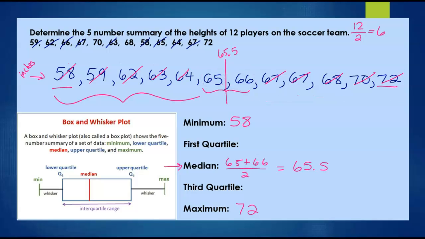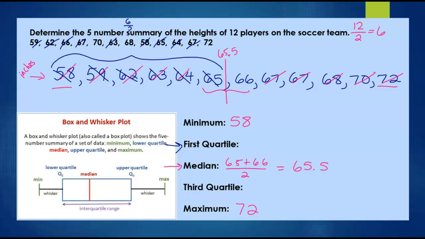All right, now that we have our median, let's find our first quartile, which is taking the first half of our data, which is 58 to 65 here. Now you could cross off again and find that middle number, or you can take 6 divided by 2, which is 3. Since we got a nice number, that means it's 3 from the left and 3 from the right. So once again, I have a tie in between 62 and 63.